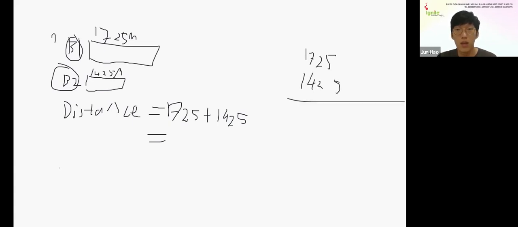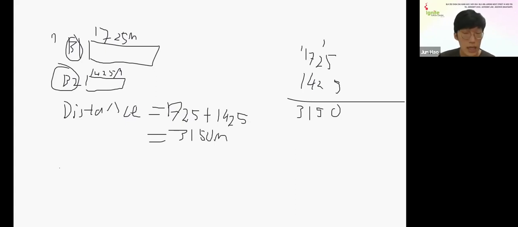5 plus 5, 0, carry 1. 2 plus 2 is 4, 4 plus 1 is 5. 7 plus 4 is 11. Here, 1 plus 1, 2, plus 1 again, 3. So here we get 3,150 meters.